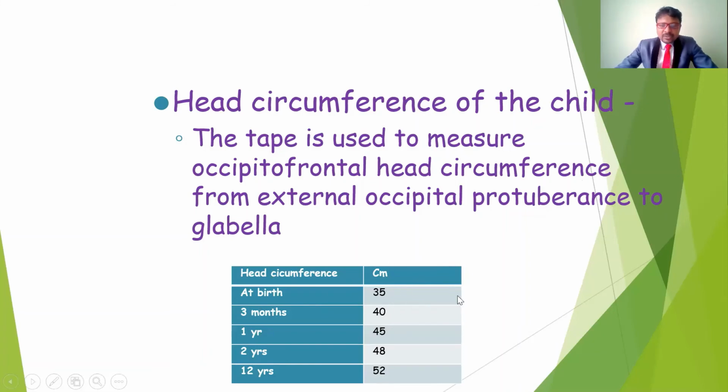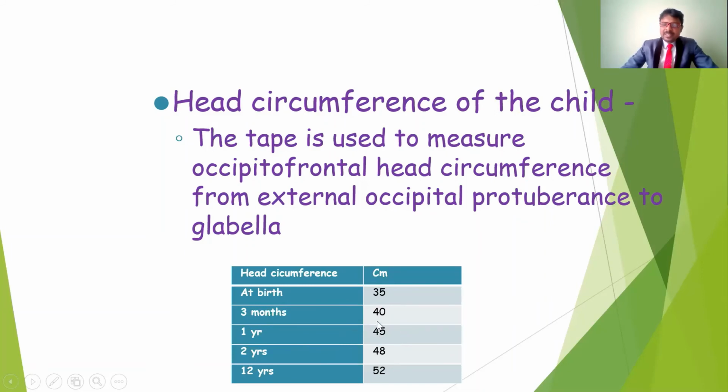centimeters. After the first year, it should be increasing by 10 centimeters from the normal. According to this head circumference, we are going to identify whether it is microcephaly or hydrocephalus. In hydrocephalus conditions, the head size is going to be increased. So we can easily predict, for example, at the age of 1 year, it should be 45 centimeters.